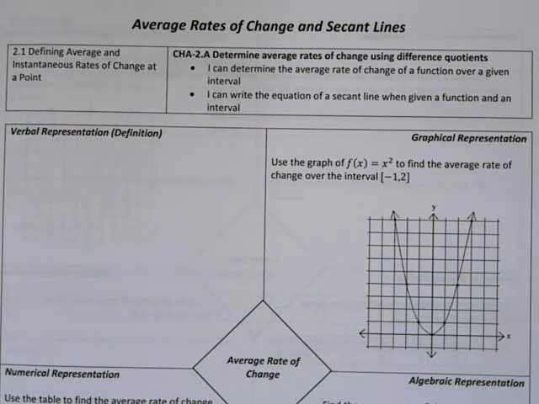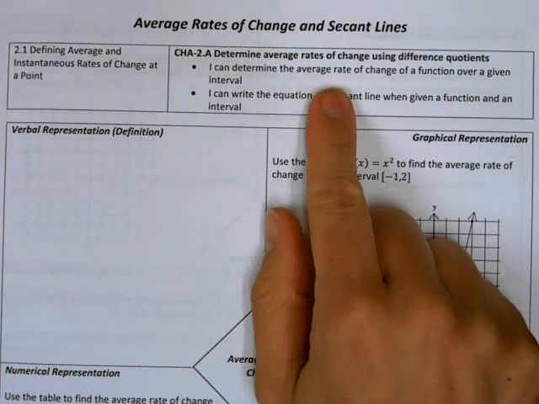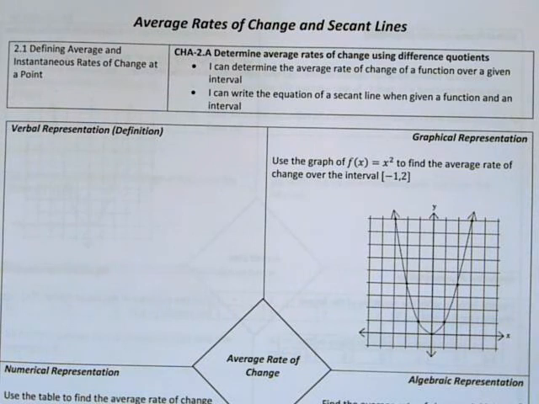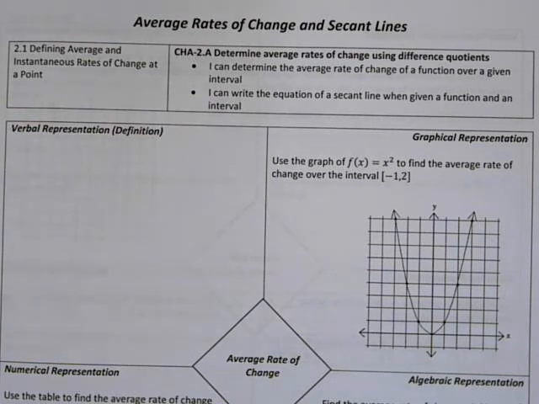In terms of the learning targets, our first target is I can determine the average rate of change of a function over a given interval, and then we'll be talking about I can write the equation of a secant line when given a function and an interval. So let's go ahead and jump in with average rates of change.